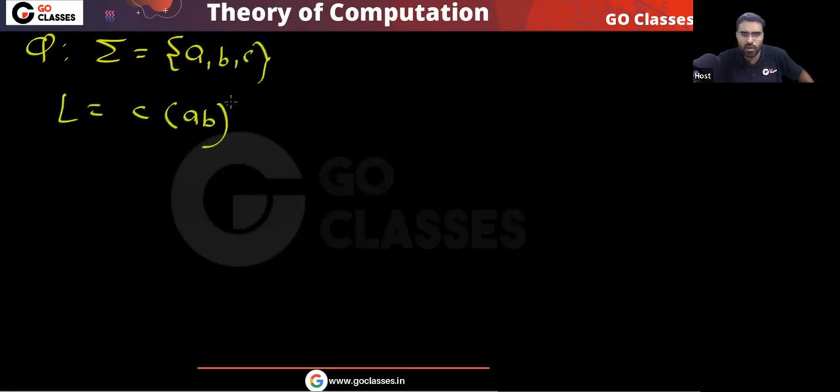So you tell me. I give you this language where the alphabet is {a, b, c}. So this is your alphabet. I give you this language, (c(ab)*)*. Find the minimum pumping length. This is the question.